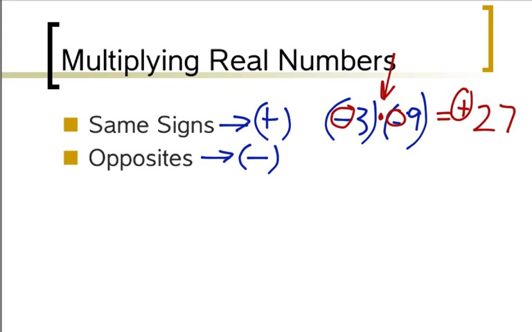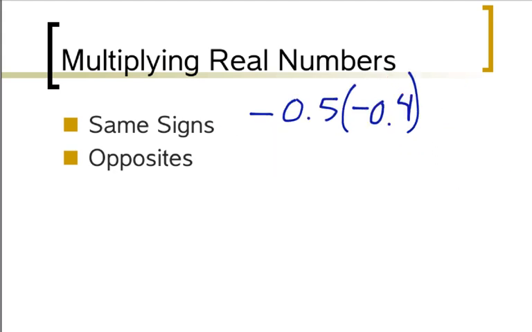Let's take a look at something like negative 4 times 5. Because the 5 is positive and the 4 is negative, these are opposites, so the answer is going to be negative, and then I multiply 4 times 5, which is just 20.